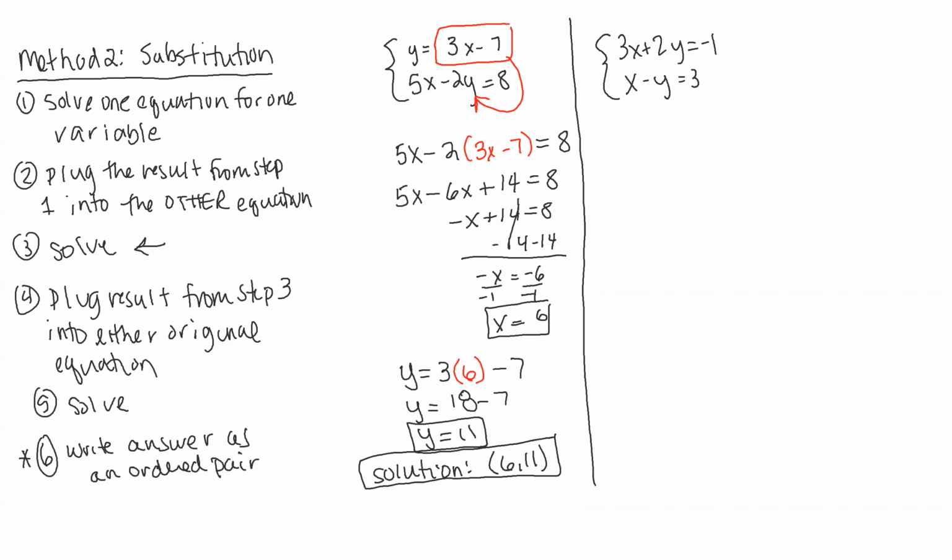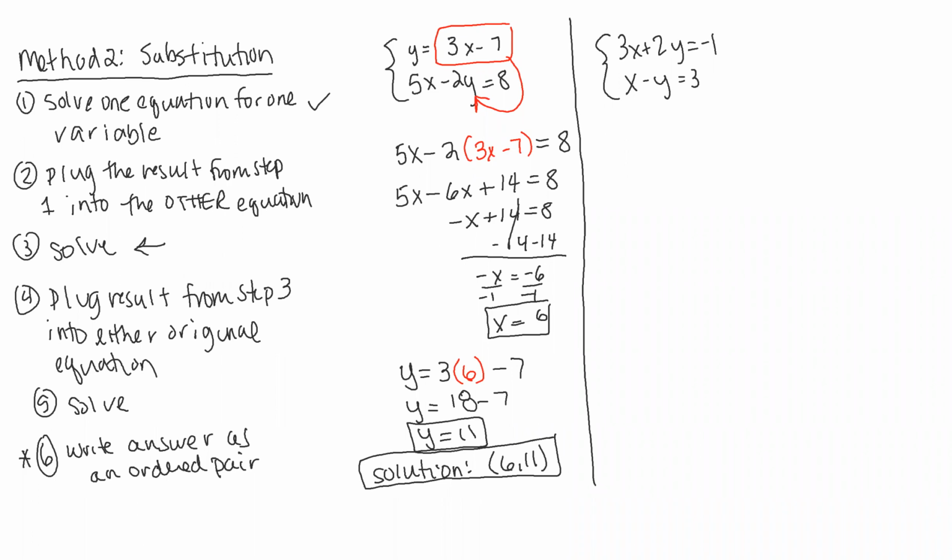Okay. So what's different about this example compared to the first example is that in the first example, step 1 was already done for us. For the second example, we don't have one of the equations already solved for y. So here's what I want you to really wrap your head around. You need to take one of these 2 equations and solve it for one of the 2 variables. It literally does not matter which equation or which variable you choose.